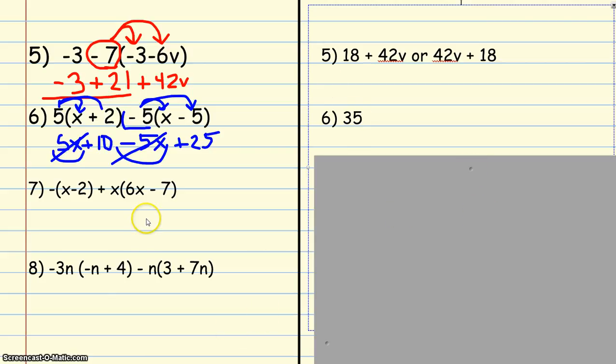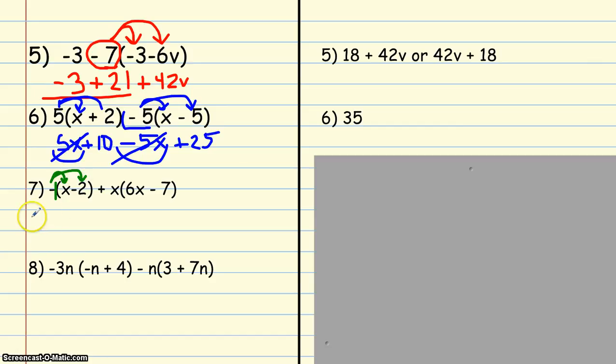All right, let's go on down to number 7. Number 7, we have this negative out front, which again, remember, means negative 1 times the quantity of x minus 2. So we're going to multiply negative 1 times x and negative 1 times negative 2. So we can write negative 1x, or we could just write negative x. And then we have negative 1 times negative 2 gives us positive 2.